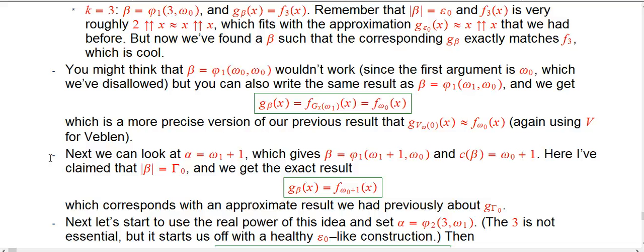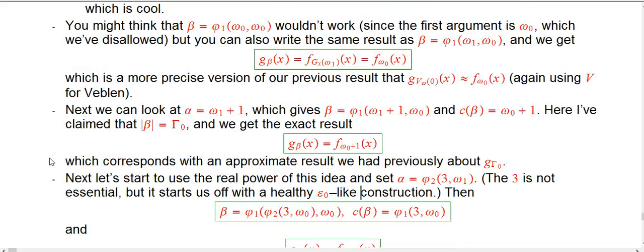But now let's use the real power. Let's set alpha to be something that's actually itself constructed with a phi function. As I've said before, the 3 isn't essential, but it starts out with a nice little booster step of an epsilon naught kind of construction, an iterated exponential construction. So we're going to do iterated exponentials basically in a clever, organized way on little omega 1 and create something in big omega 2.